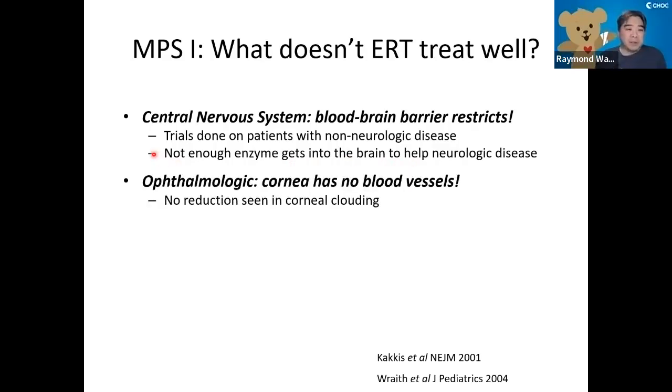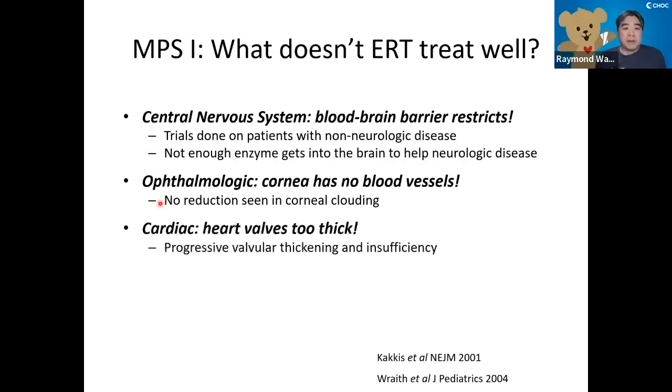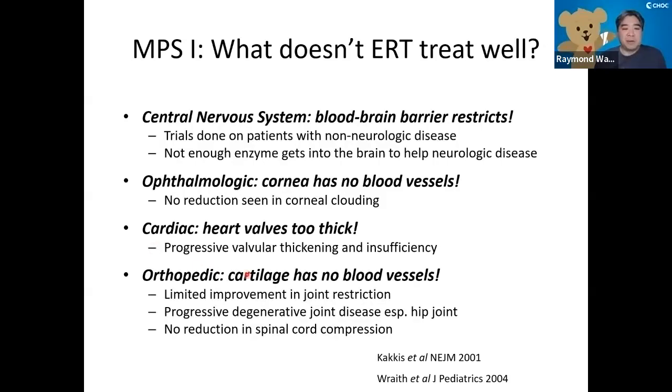The cornea has no blood vessels, and so patients would continue to develop corneal clouding. The cardiac valves would continue to get valve thickening and more insufficiency. And then finally, orthopedic problems. Articular and growth plate cartilage is avascular, and so it's difficult to get enzyme into the joints. There's still progressive joint disease, no change in spinal cord compression. So definitely you have a treatment that's really changed the face of MPS, but there are still some significant limitations.